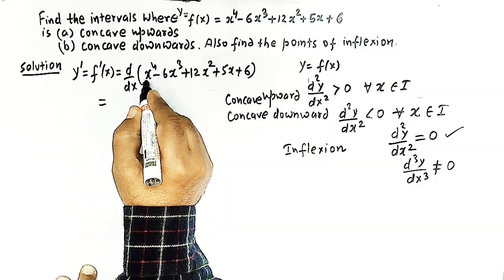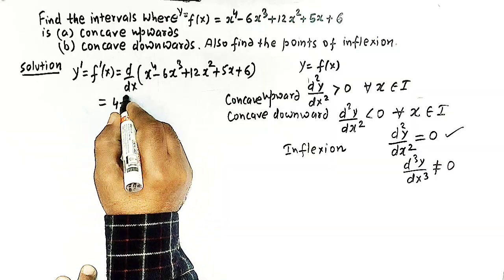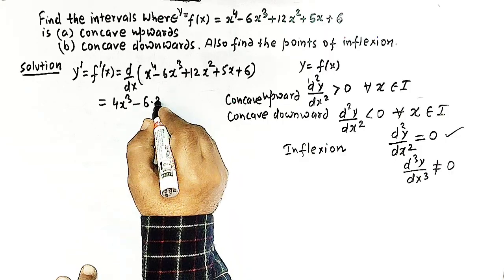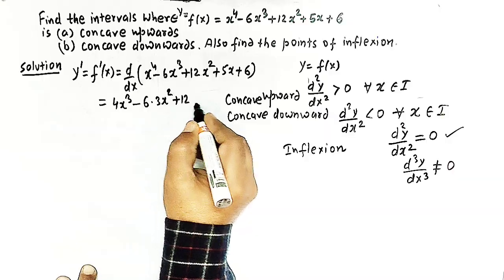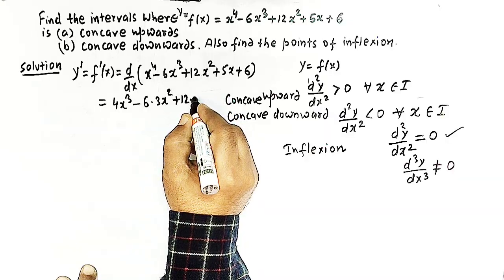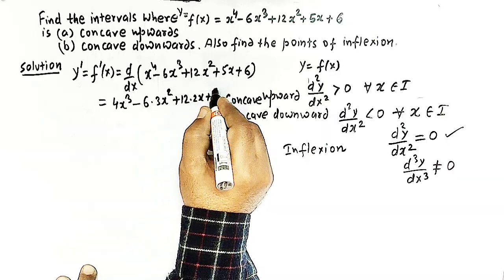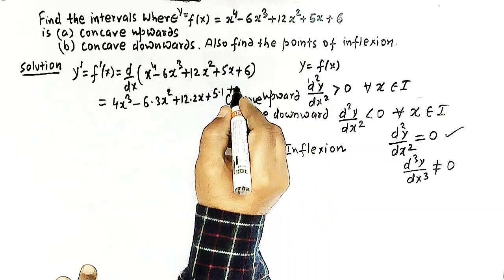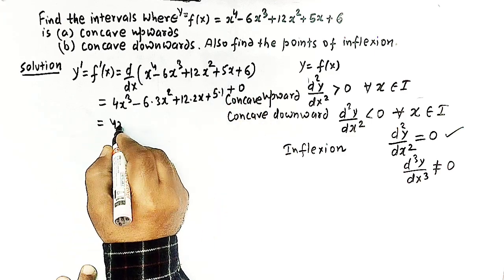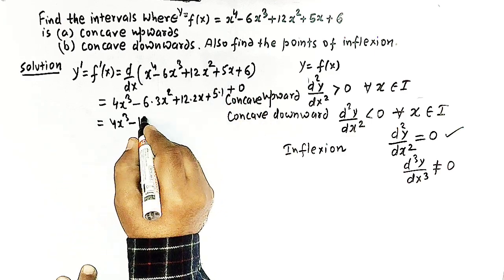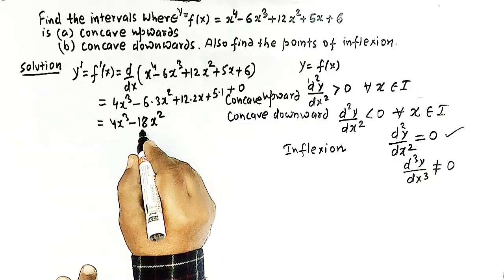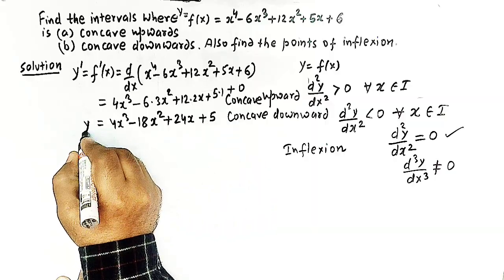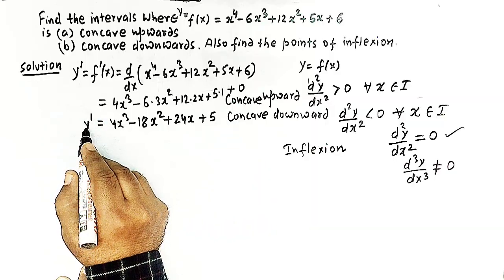So here the derivative of x raised to 4 is 4x cube, and then we have minus 6. The derivative of x cube is 3x square. Then we have 12. The derivative of x square is 2x, and the derivative of 5x is 5, and the derivative of 6 being a constant is 0. So we have 4x cube, then 18x square, 6 times 3 is 18, then we have 24x, and here we have 5, right? So this is the first derivative.